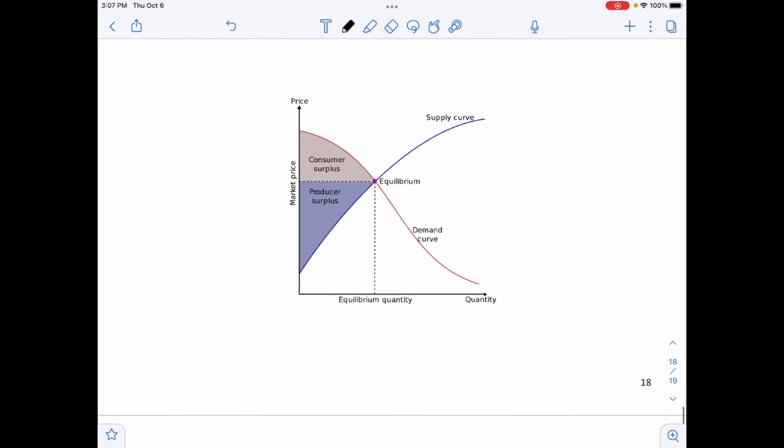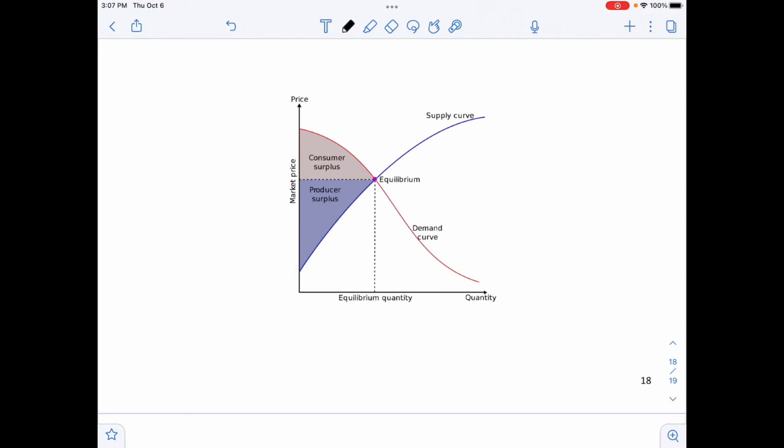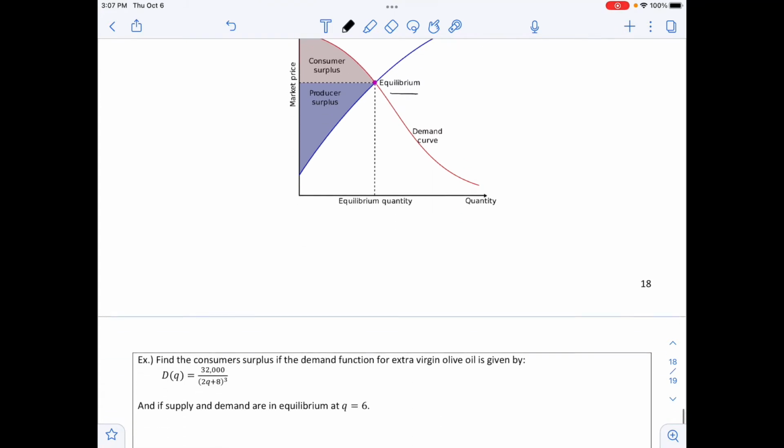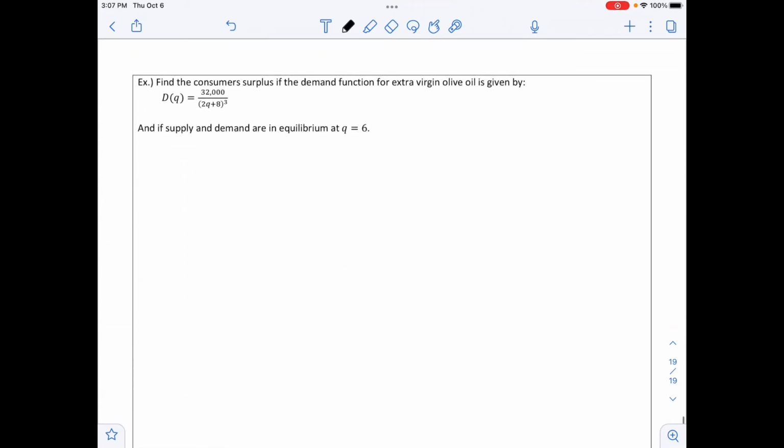And so we have a graph given right below that shows the consumer surplus and the producer surplus when we have a supply curve and a demand curve and that point of equilibrium in the middle. So we have an example on the next page.